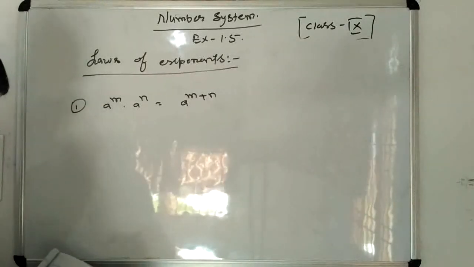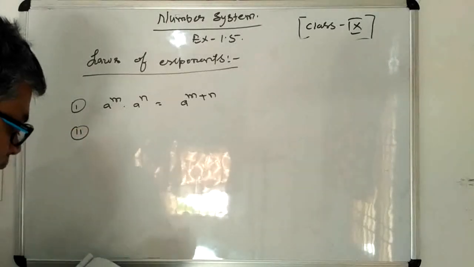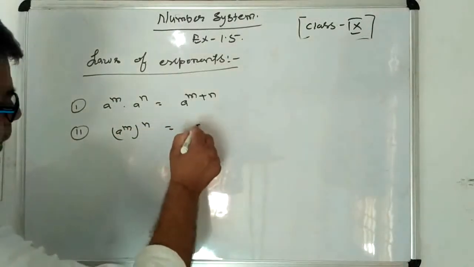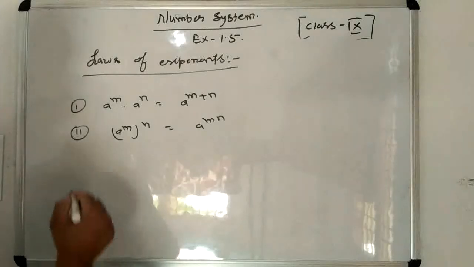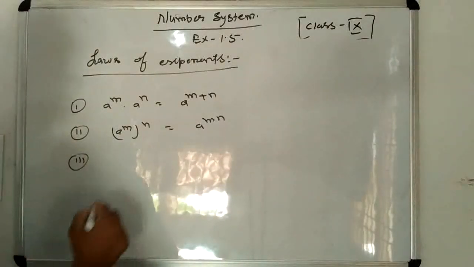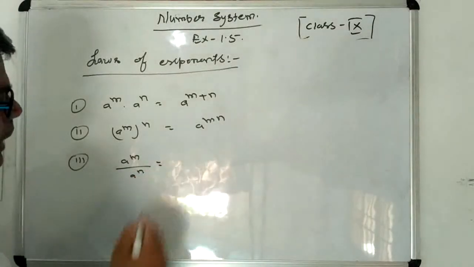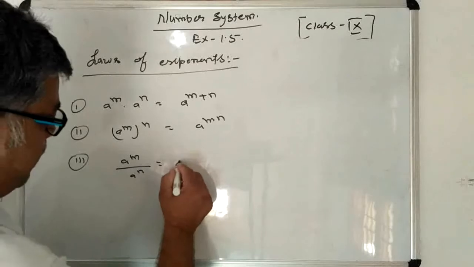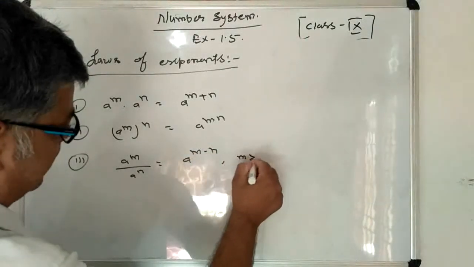The second law is, if a raised to power m whole power n, then the exponents will be multiplied together, so a raised to power mn. The third one is, a raised to power m by a raised to power n, which means division, then it will be a raised to power m minus n, when m is greater than n.